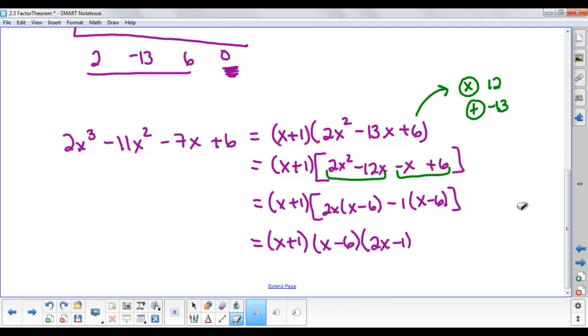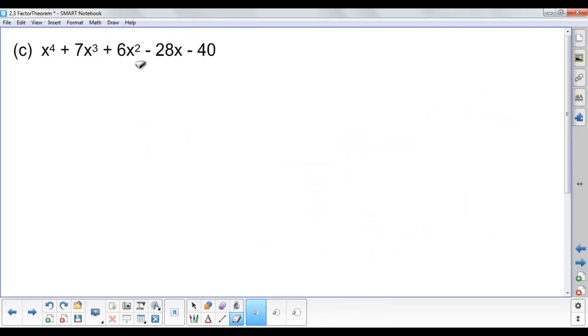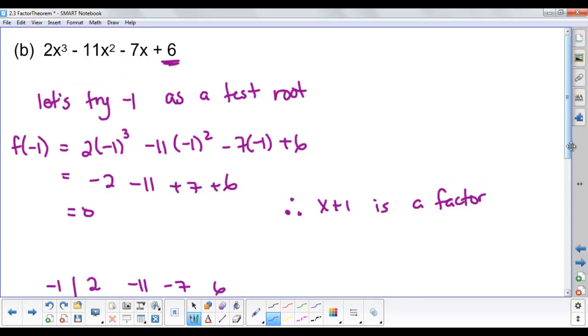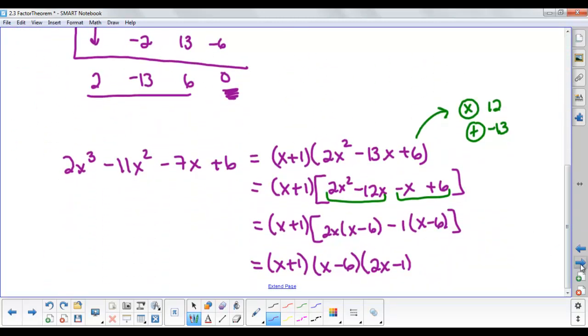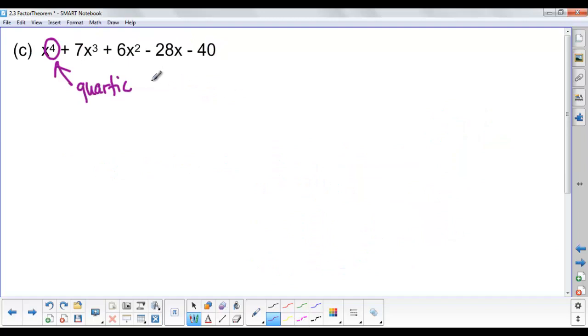Alright, we'll do one final example. This time we are dividing a quartic. So we have a quartic. So in the last couple of examples, we noticed that cubics ended up with potentially 3 different roots. So a quartic could potentially end up with 4 different roots.